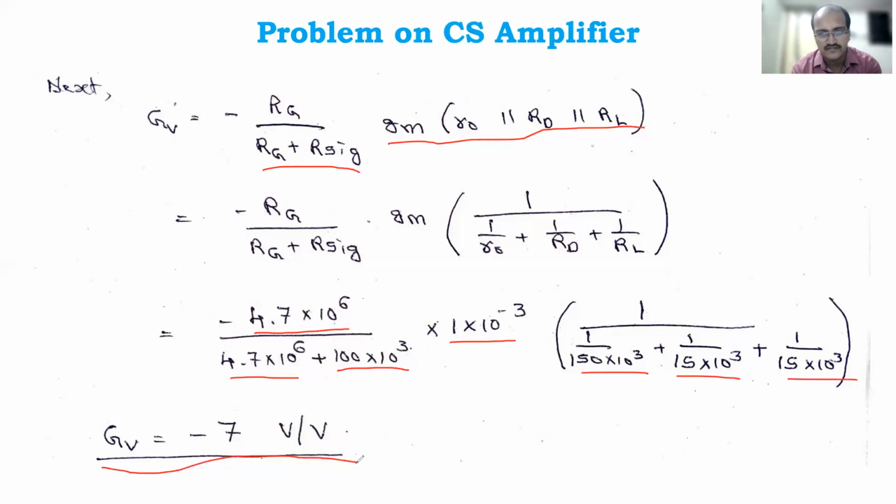See the difference. The open circuit voltage gain you got was minus 13.6 volt per volt with R naught. Now the overall voltage gain considering R signal and RL value reduces to minus 7. Okay, so about half, 50%, right? So that is the value of the overall voltage gain.